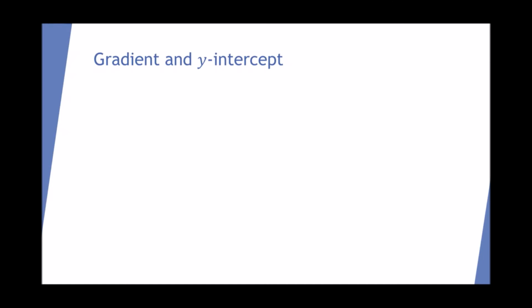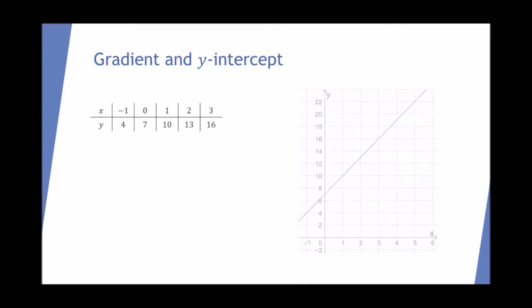So let's start with that gradient and y-intercept, and I'm going to go back to that table I used in the last video. That table, like all tables, has a graph, and we already said something about a starting value last video, the value where the graph starts, where x is 0. So in that case, that is 7. We call this number the y-intercept because it is the point where it intersects the y-axis.